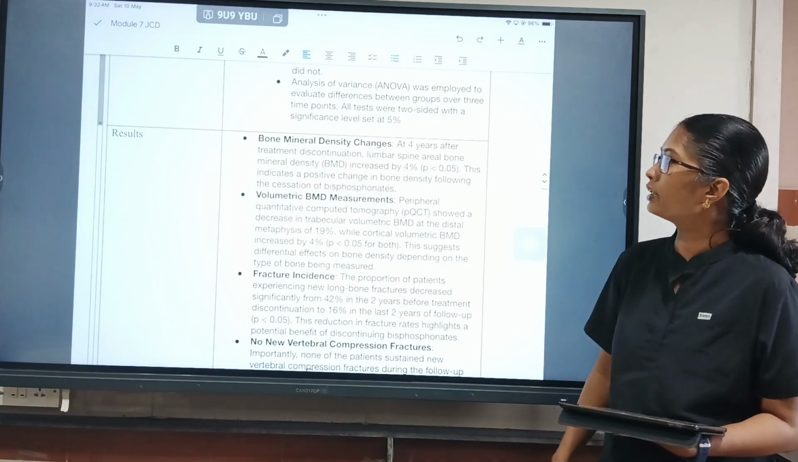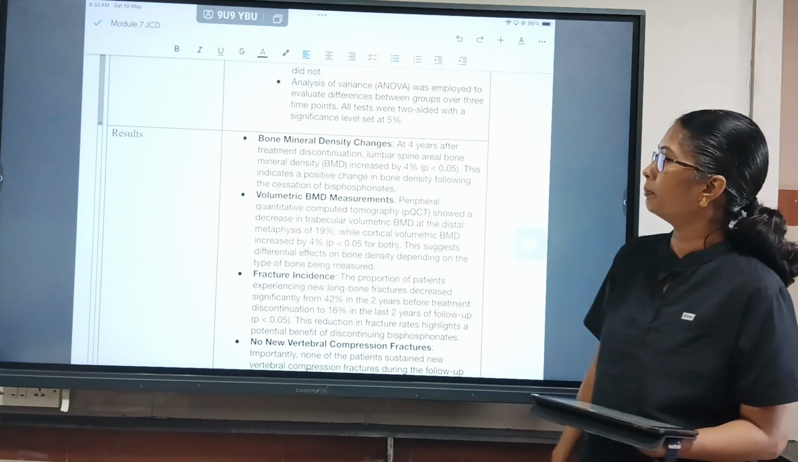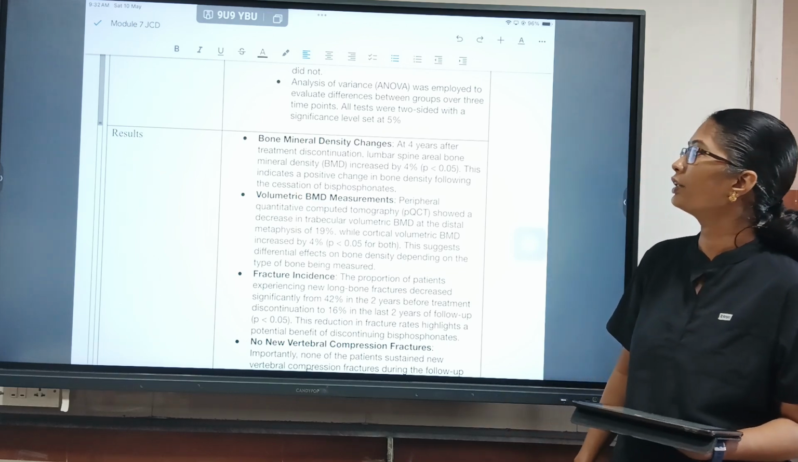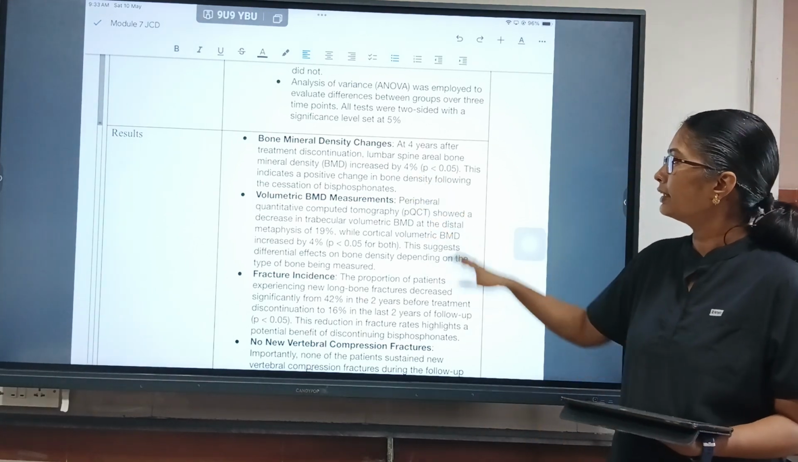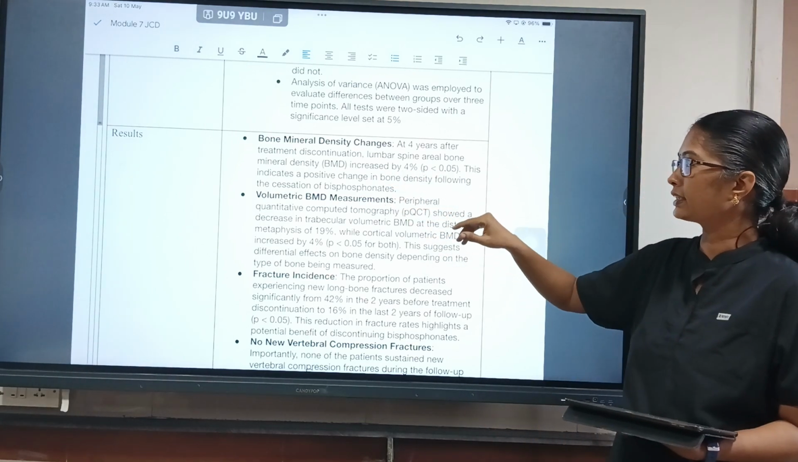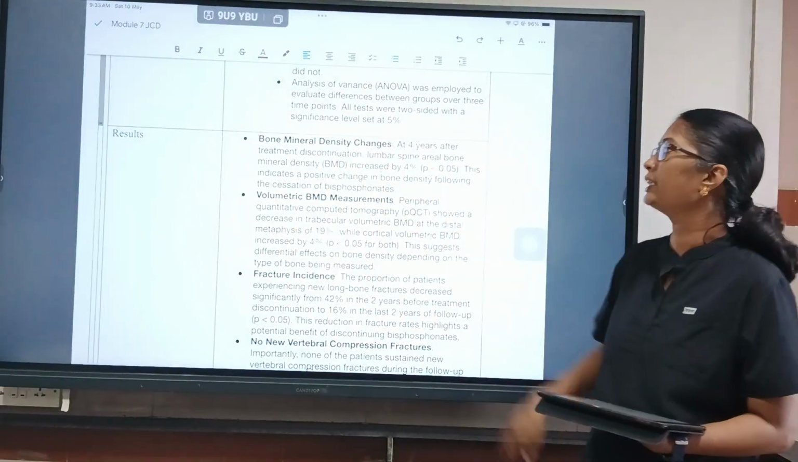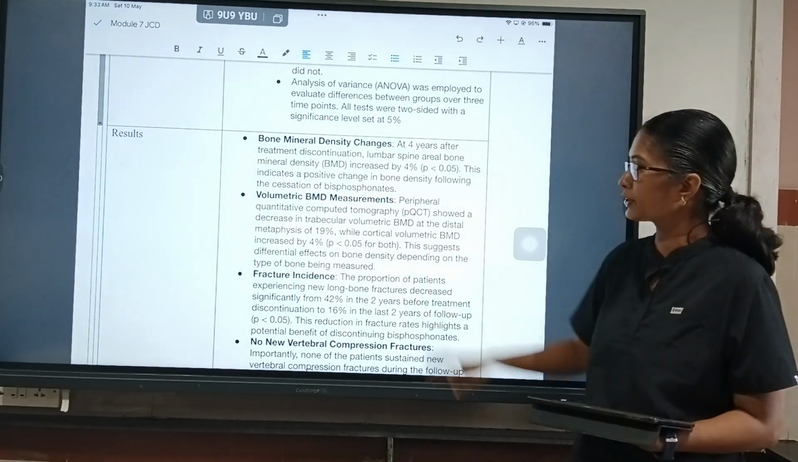So the results showed that bone mineral density at 4 years after treatment discontinuation in the lumbar spine area bone was increased by 4%. So this indicates a positive change in bone density following cessation of bisphosphonates.